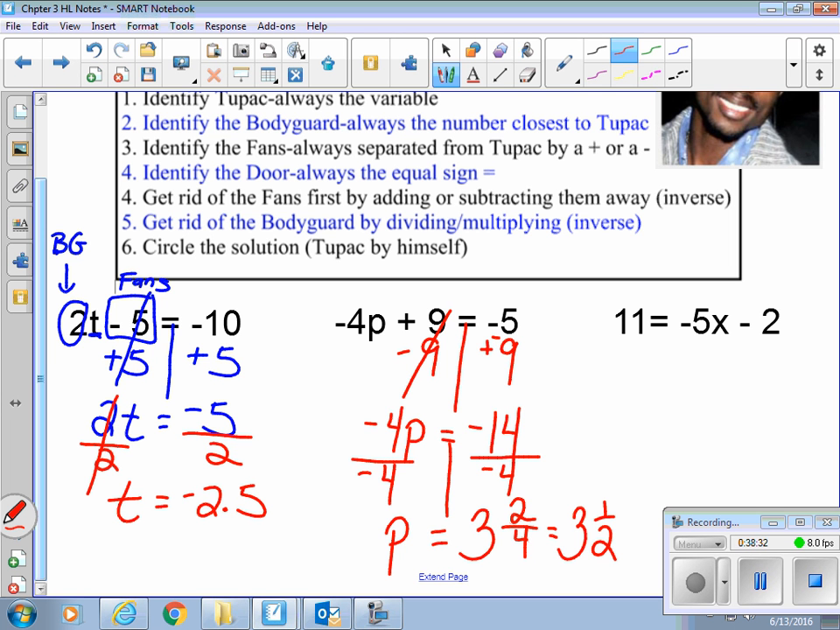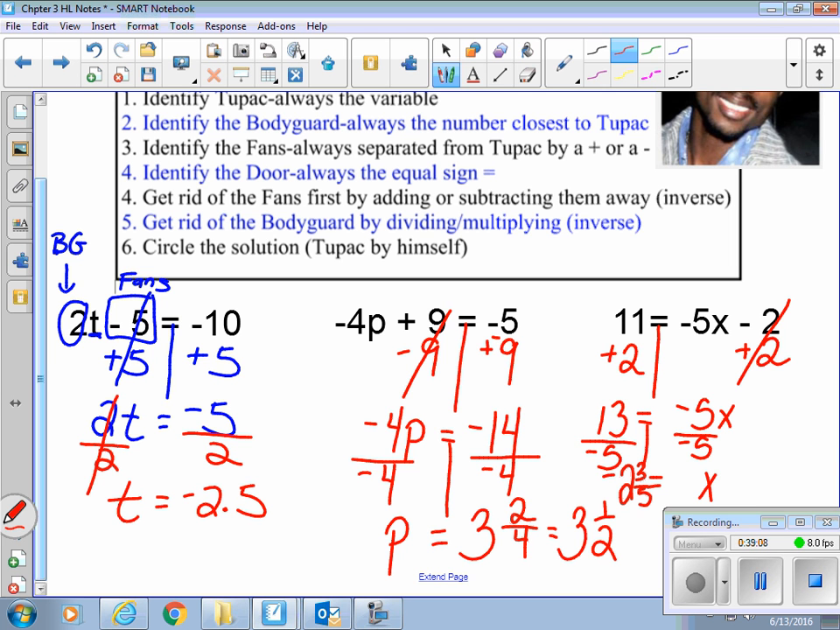And in the last one, even though the variable is on the other side, we're still going to get rid of our fans first. My fans here are negative 2, so I'm going to add 2 to both sides. Cancel out, leaving me with the bodyguard and Tupac. And 11 plus 2 is 13. Then get rid of my bodyguard by dividing by a negative 5 on both sides. That leaves me with X over here. And that would leave me with a negative 2 3/5.